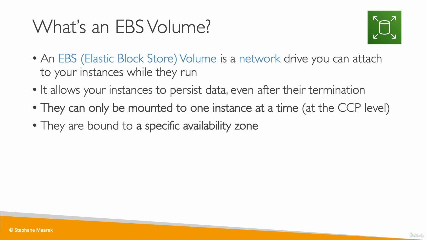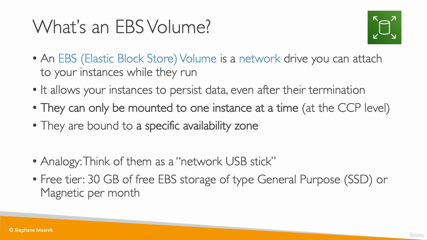So how do you think of EBS volumes? Well, you can think of them as network USB sticks. So it's a USB stick that you can take from a computer and put it in another computer, but you actually don't physically put it in a computer. It's attached through the network. The free tier gives us 30 gigabytes of free EBS storage of type general purpose, so SSD, or magnetic per month. And in this course, we'll be using this with the GP2 or GP3 volumes.